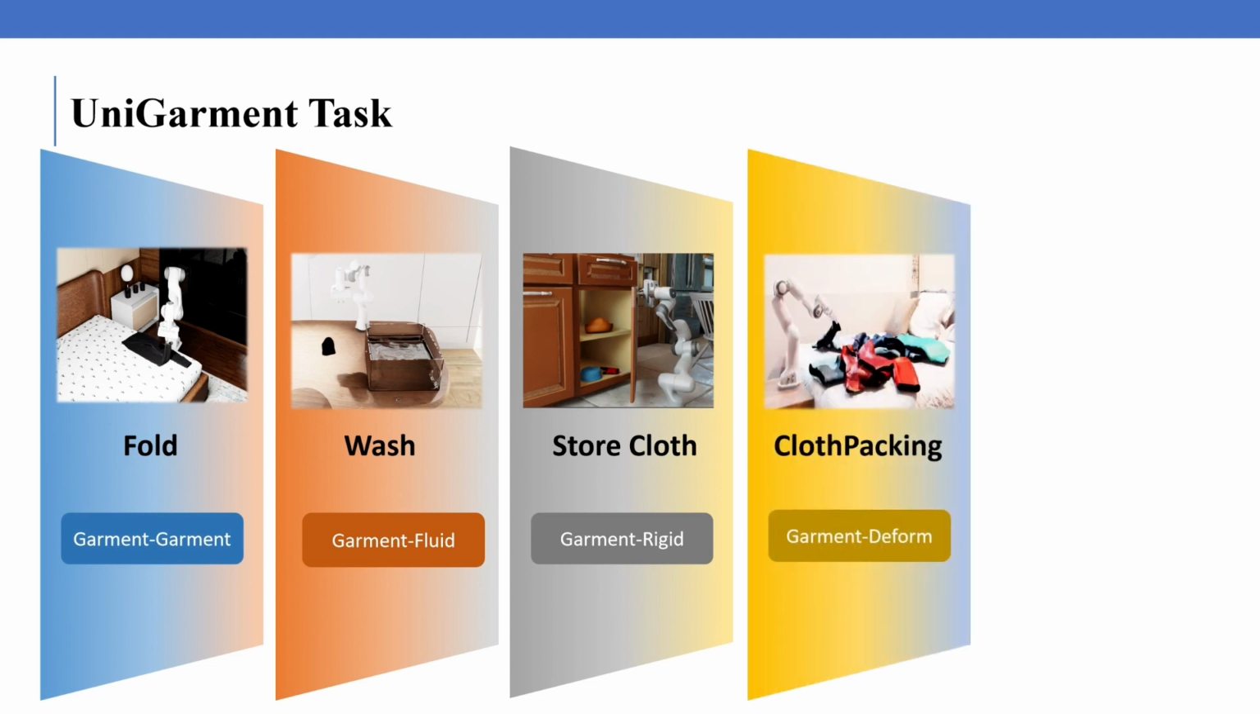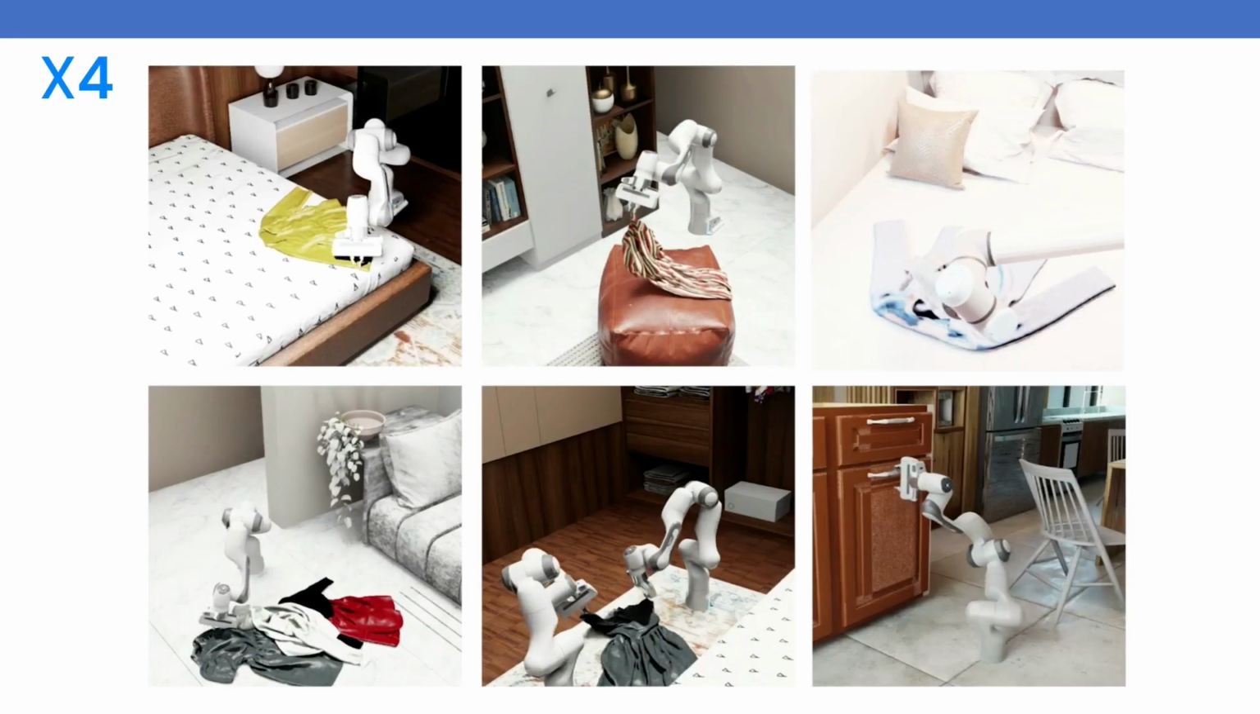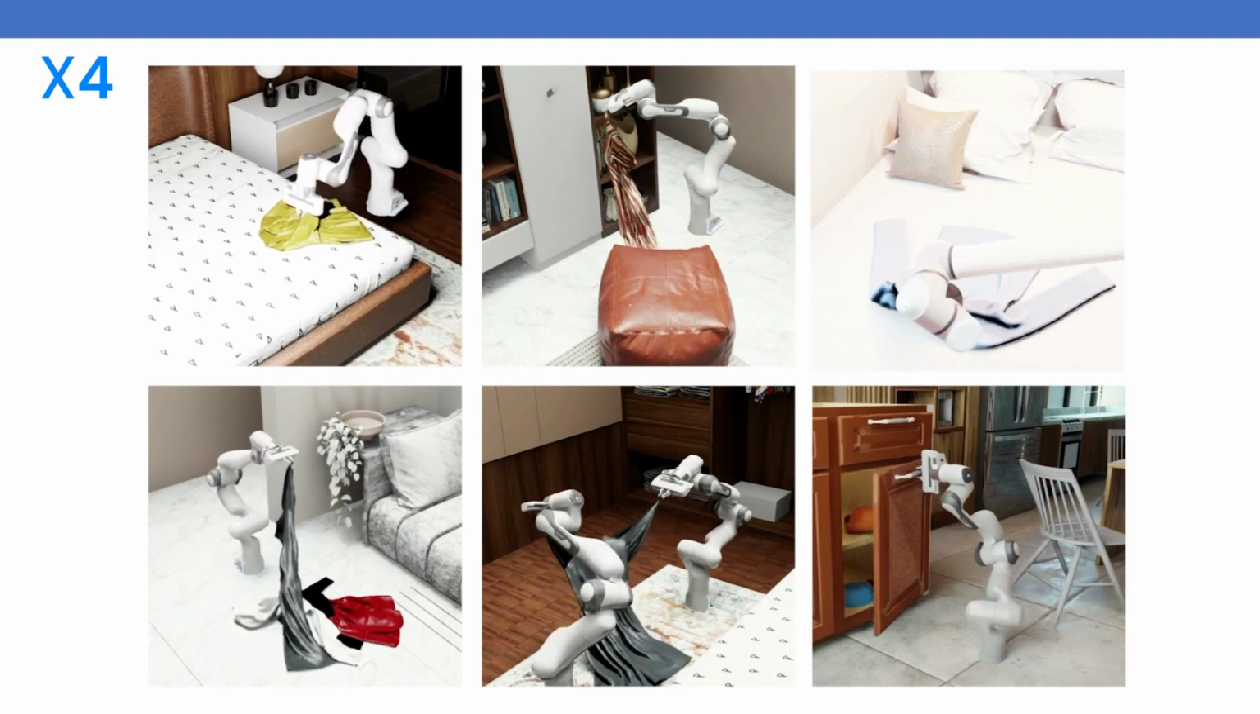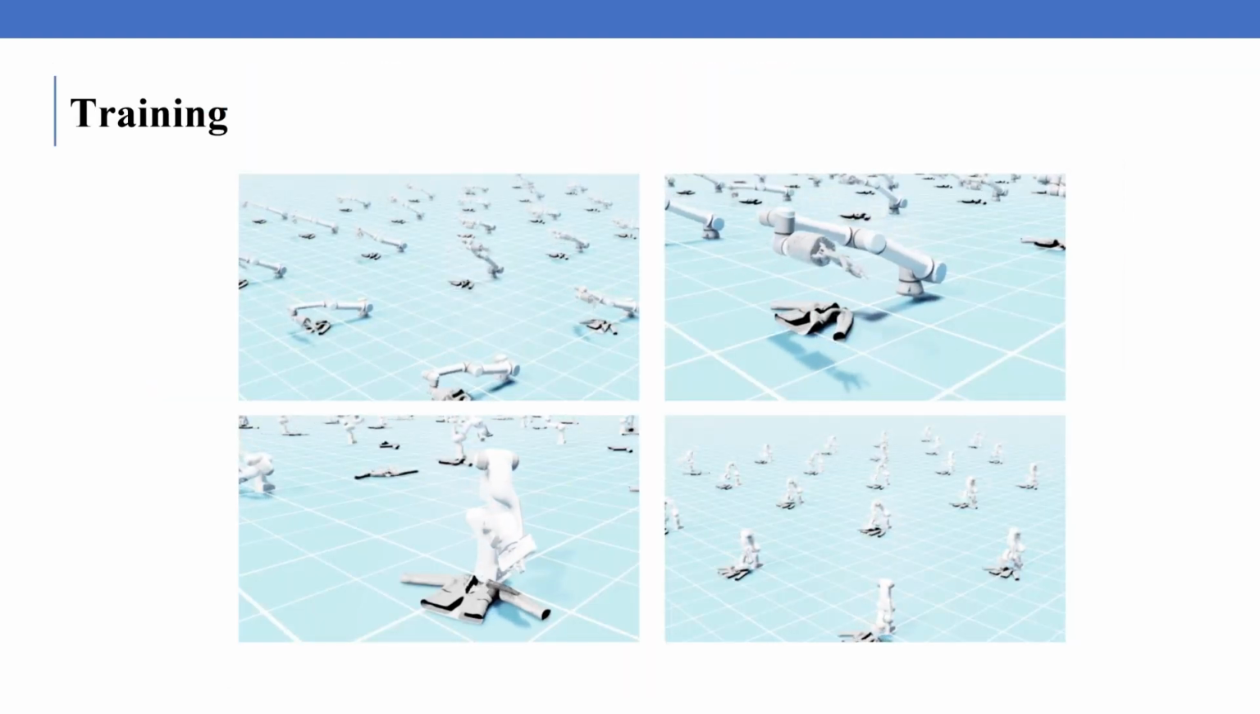In garment deform tasks, we explore interactions involving deformable materials. Lastly, garment avatar tasks like dressing require a concept of human intention and safe collaboration. These are demonstrations of some tasks. This video shows the training process of reinforcement learning.